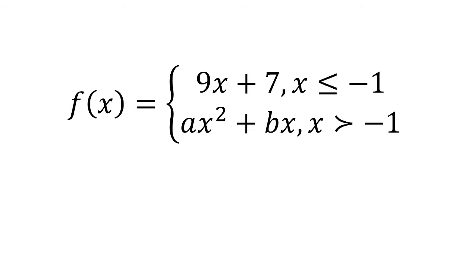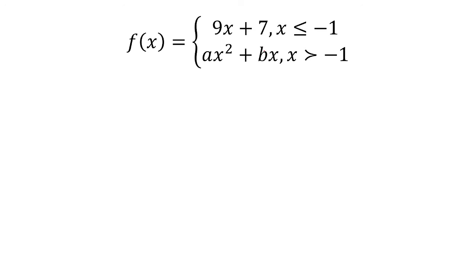In this video, we want to find what values of a and b make this function continuous and differentiable from negative infinity to positive infinity. Now looking at both of these functions, we know that they're polynomials, and polynomials are always continuous and differentiable. But now because this is a piecewise function, we have to worry about what happens at x equals -1.